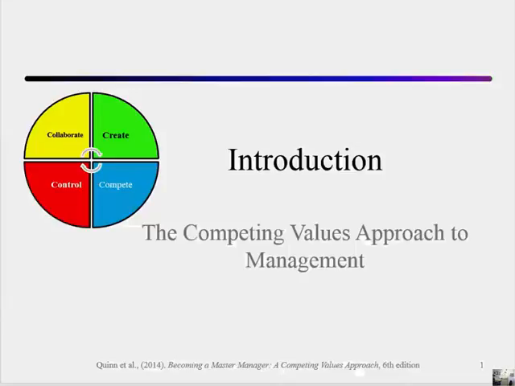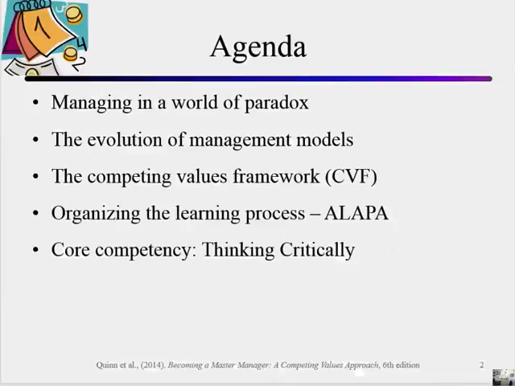Let's have a look at our agenda for today, what we actually want to cover. We want to talk about how we manage in a world of paradox. Paradox is an illogical outcome when you follow the facts blindly and don't allow for any creativity in your thinking about how to apply the knowledge that you've learned from managing people. So we'll be breaking down paradox and trying to understand the paradox that is inherent in the models that you'll be looking at over the course.